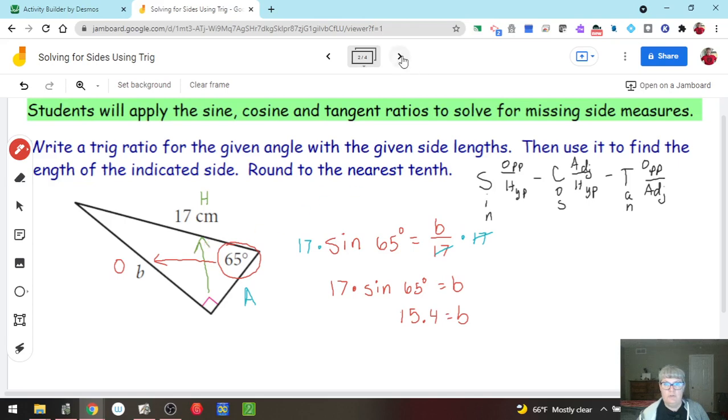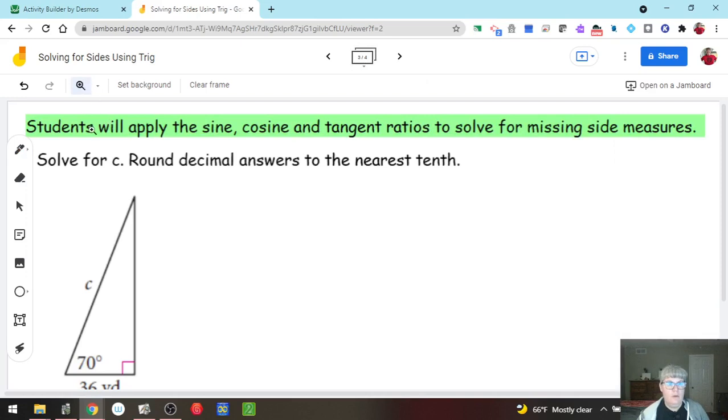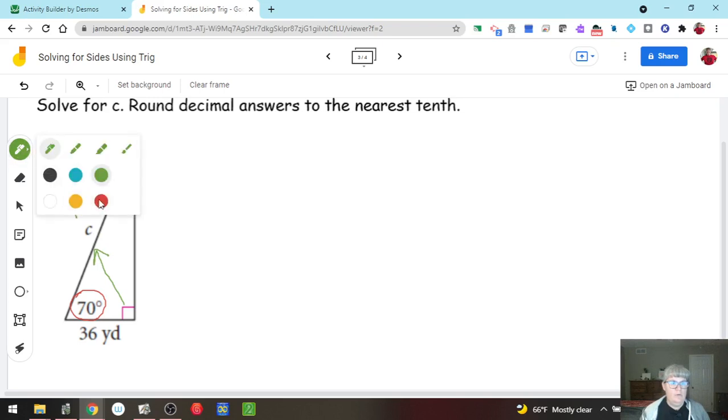Let's take a look at another triangle. We're going to solve for C. And again, we're going to round to the nearest tenth. So let's first identify what we have. We have our given angle. We know which side is the hypotenuse. We know that the side across from the given angle is the opposite, and that leaves the remaining side to be the adjacent.